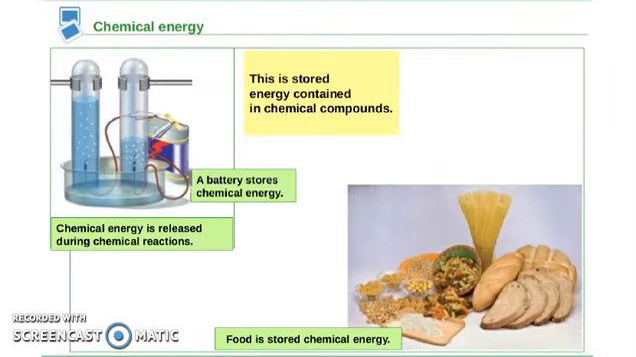First type, chemical energy. Results from the formation or decomposition of substances. This energy is stored energy contained in chemical compounds. Food is stored chemical energy. Or, for example, a battery stores chemical energy. Chemical energy is released during chemical reactions.